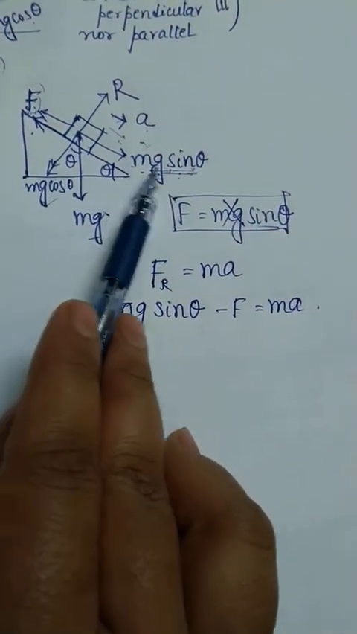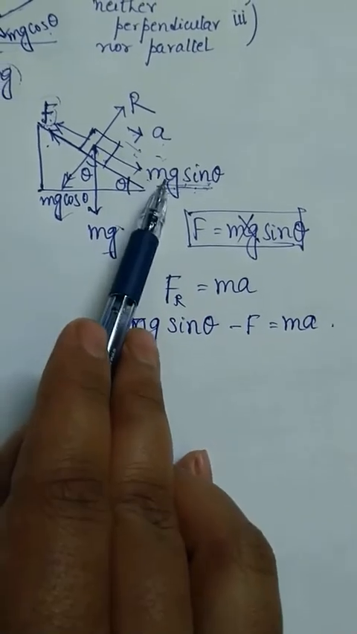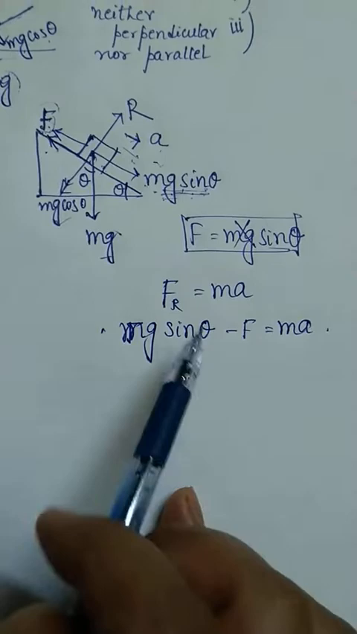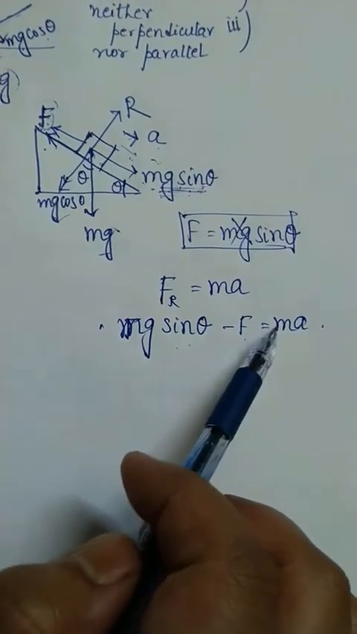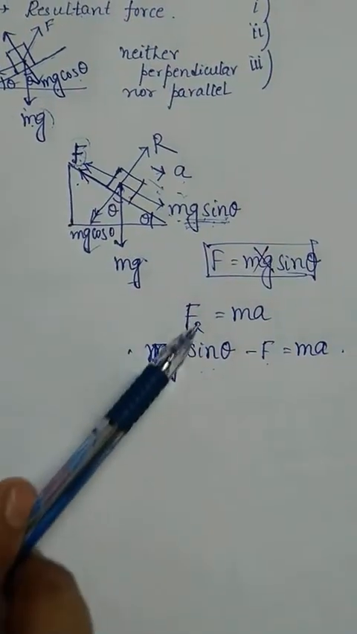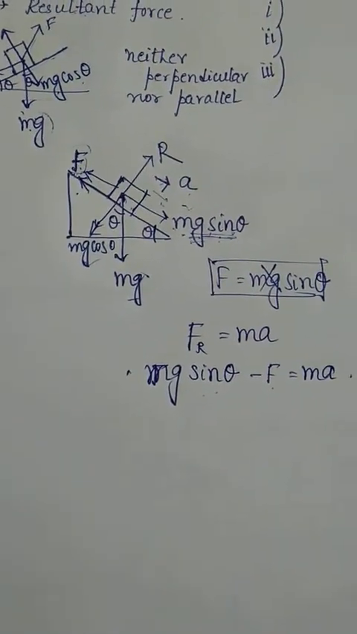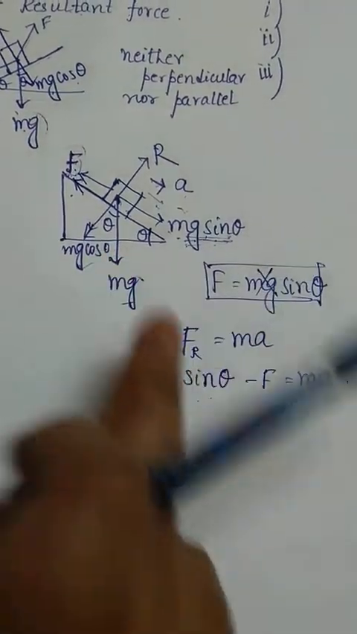Look, mg sin theta is bigger, that's why it is going downward. So what is the resultant force? mg sin theta minus f. So mg sin theta minus f is equal to ma, because f equal to ma, f is the resultant force. So this is the resultant force, F equal to ma. Is it clear? So this is how we write this equation.